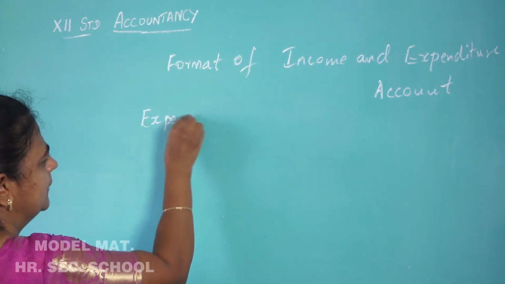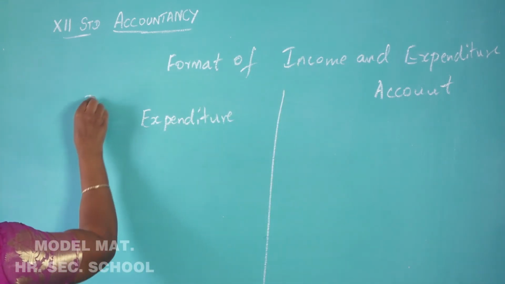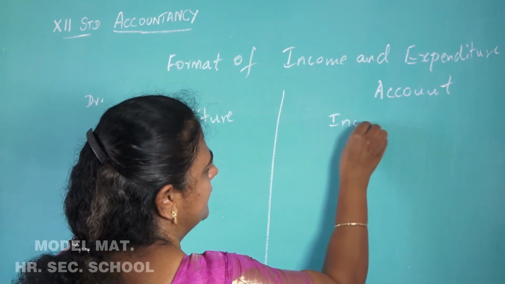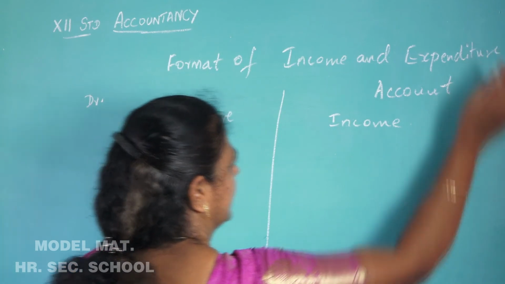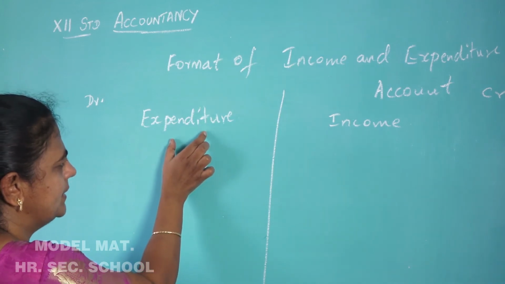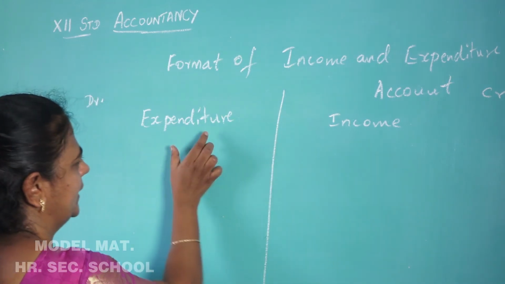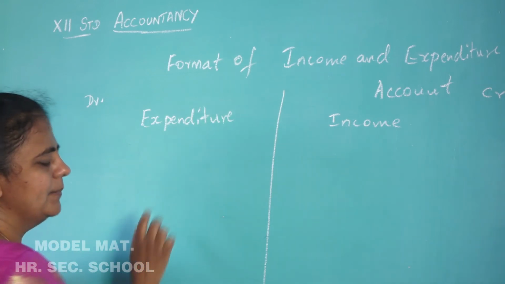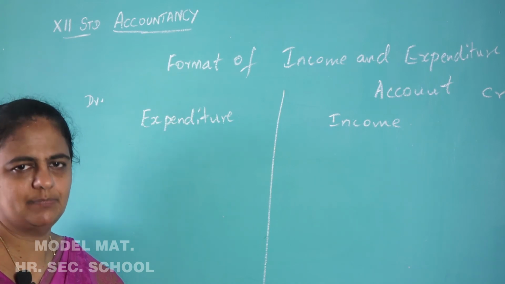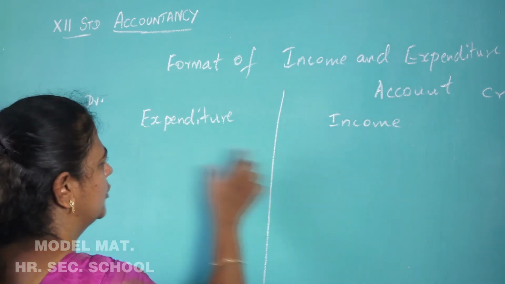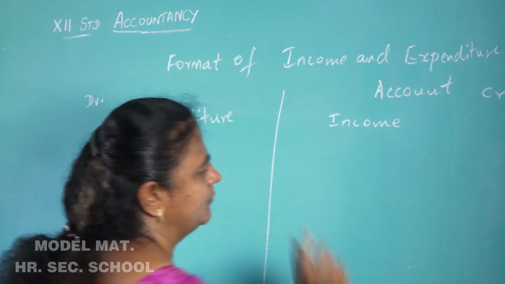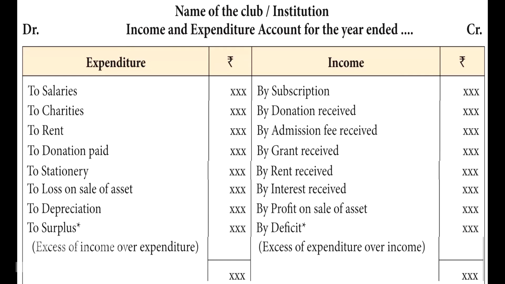On the debit side you have to show the expenditure, and on the credit side you have to show the income. You say income and expenditure, but when you are writing, you have to write expenditure first and then income. Why are we writing expenditure first? Because of the golden rule of accounting: debit all expenses, credit all income. So expenditure should be debited first and then income should be credited. Is it clear?